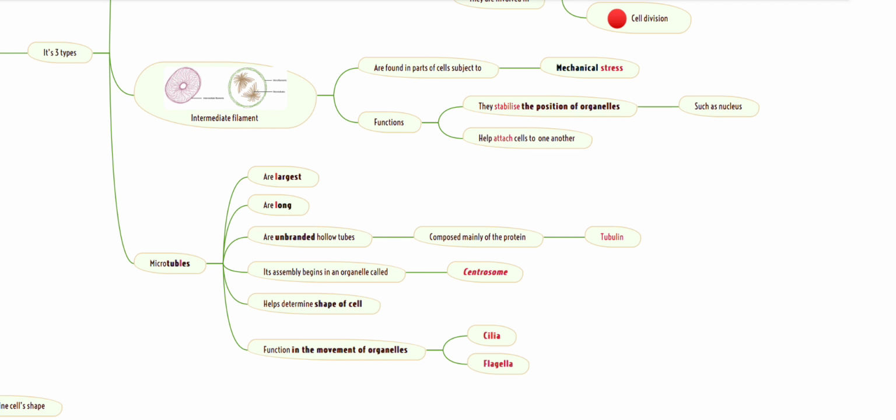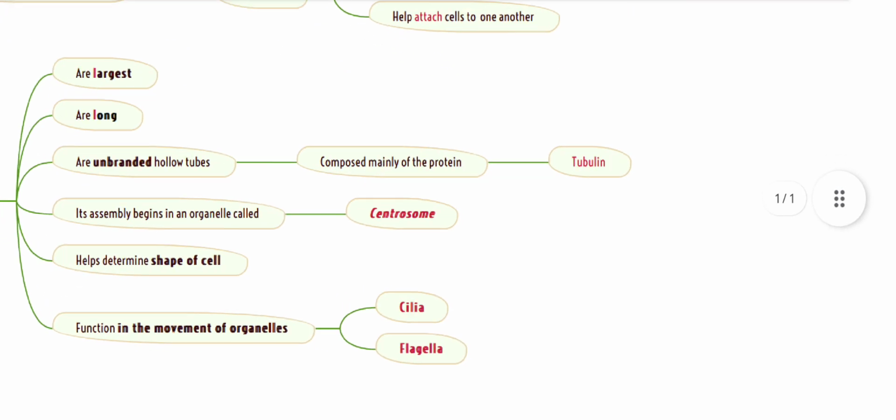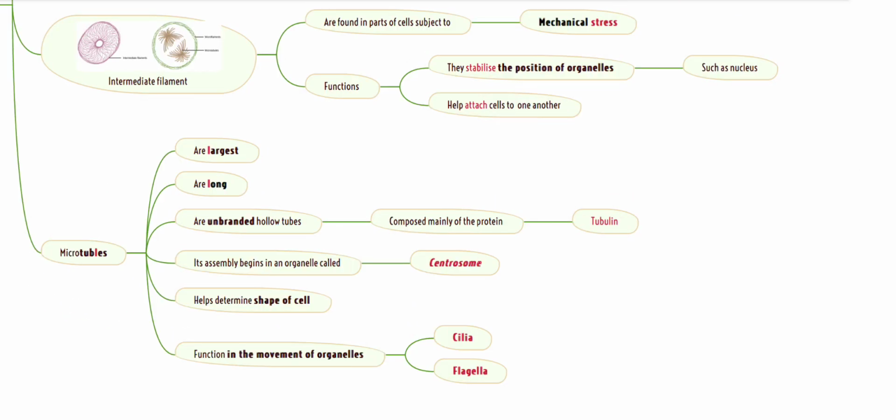microtubules. They are the largest, long, unbranched hollow tubes composed mainly of the protein tubulin. Wow, just look at it. Tubulin, microtubules. Wow, this is really easy for understanding and for memorizing. Its assembly begins in an organelle called the centrosome. Wow, it's really awesome to know that microtubules begin in an organelle called the centrosome.